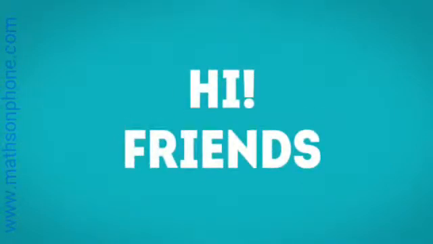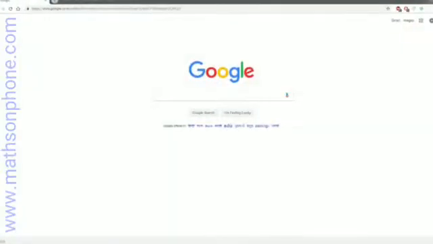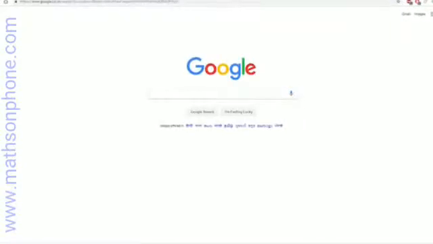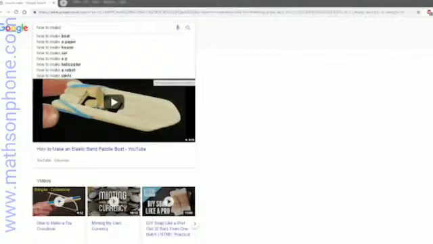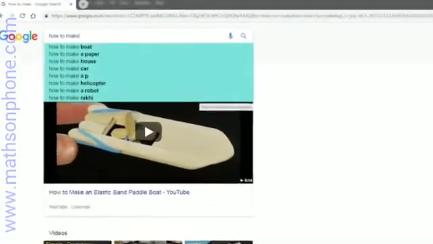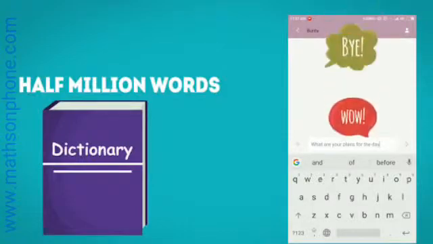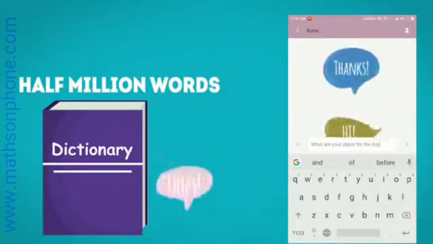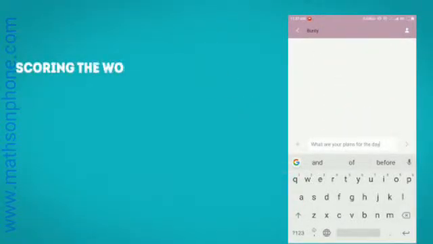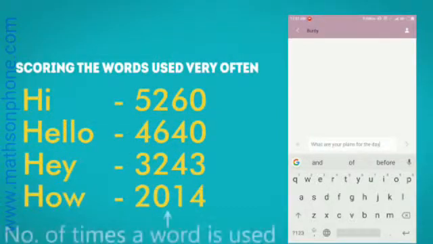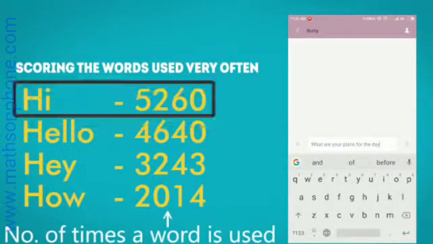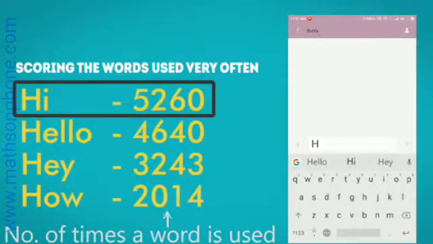Hi friends, this is a common sight nowadays. How do you think the application predicts the next possible words? The application has about 500,000 words in the English dictionary stored as part of its database. Then it scores the words which we use very often. The higher the score, the more the chances of the use of the word, and so the word is suggested.